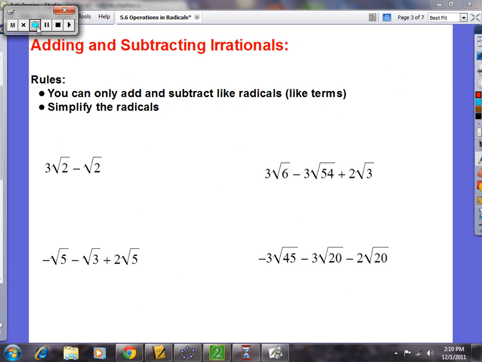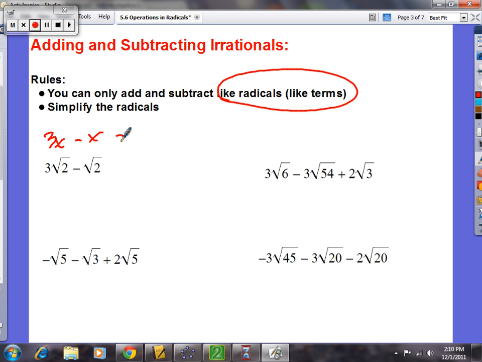That'd be sweet. Here's your rules. You can only add and subtract like terms, and you've got to simplify the radical. So, write this down: 3x minus x, above 3 times square root of 2 minus square root of 2. What is 3x minus x? 2x.